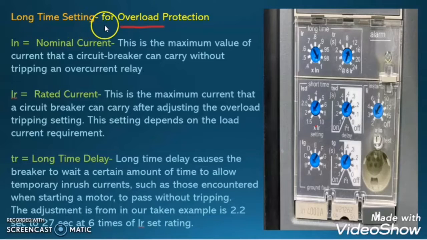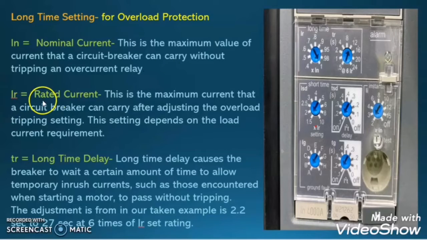The long time setting gives protection against overload. But before understanding the long time setting, we need to understand what nominal current is and what rated current is. Here in our example, you can see In is equal to 4000 ampere. The In here is the nominal current. What does nominal current mean? This is the maximum value of current that the circuit breaker can carry without tripping an overcurrent relay. It means this breaker can carry a maximum of 4000 ampere of current.